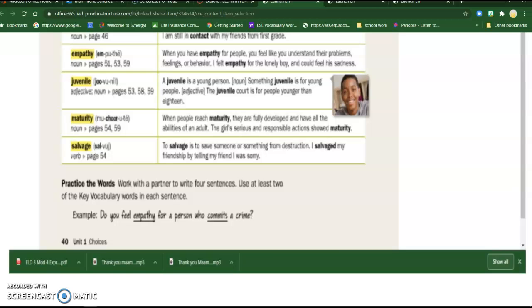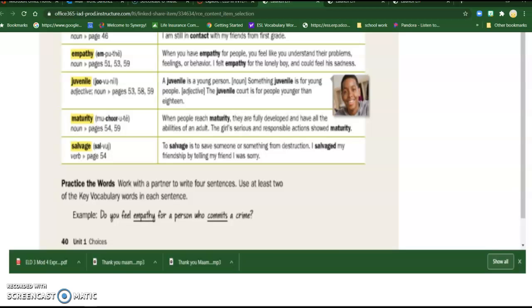Maturity, that's also a noun. When people reach maturity, they are fully developed and have all the abilities of an adult. So this is a noun. Remember, you can't use it as a verb, and you can't use it as an adjective the way it is here. That is what our vocabulary word is, and it's the word that you're going to try to practice using in your writing and in your speaking responses.